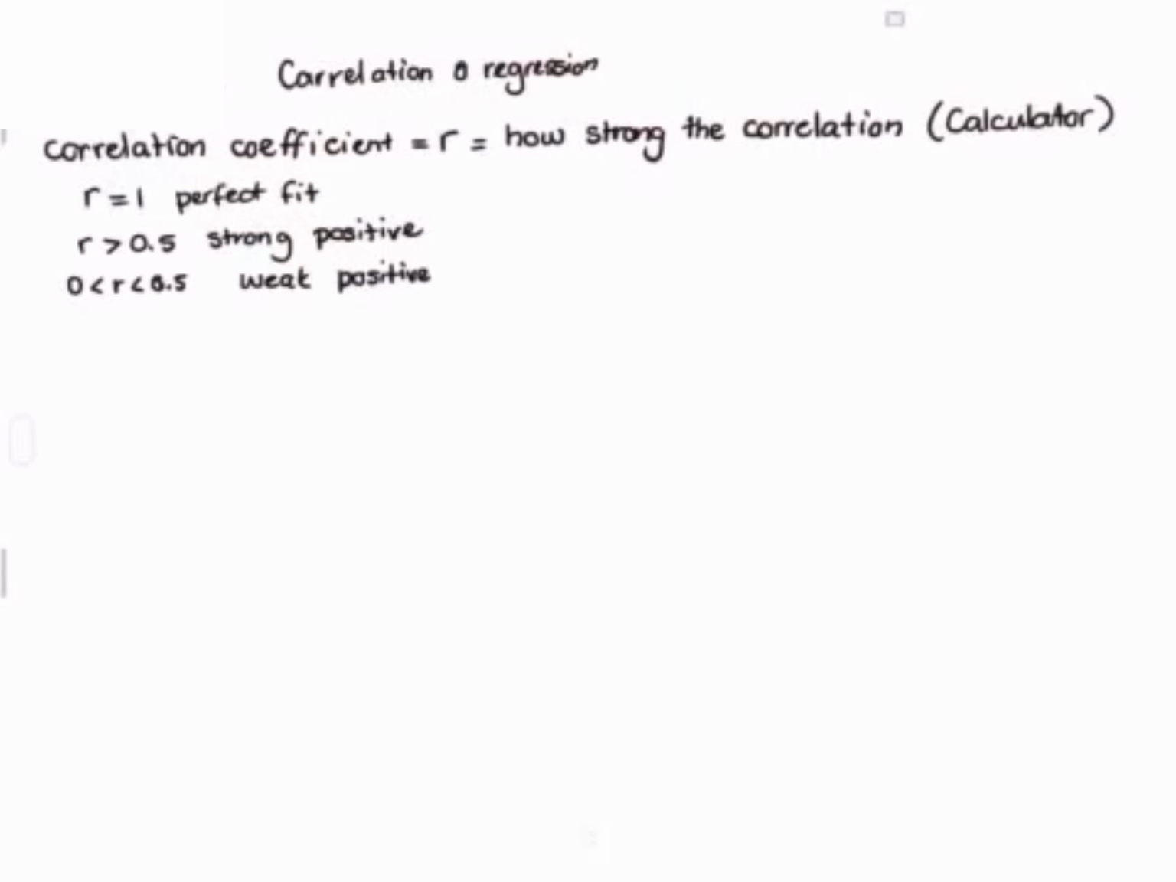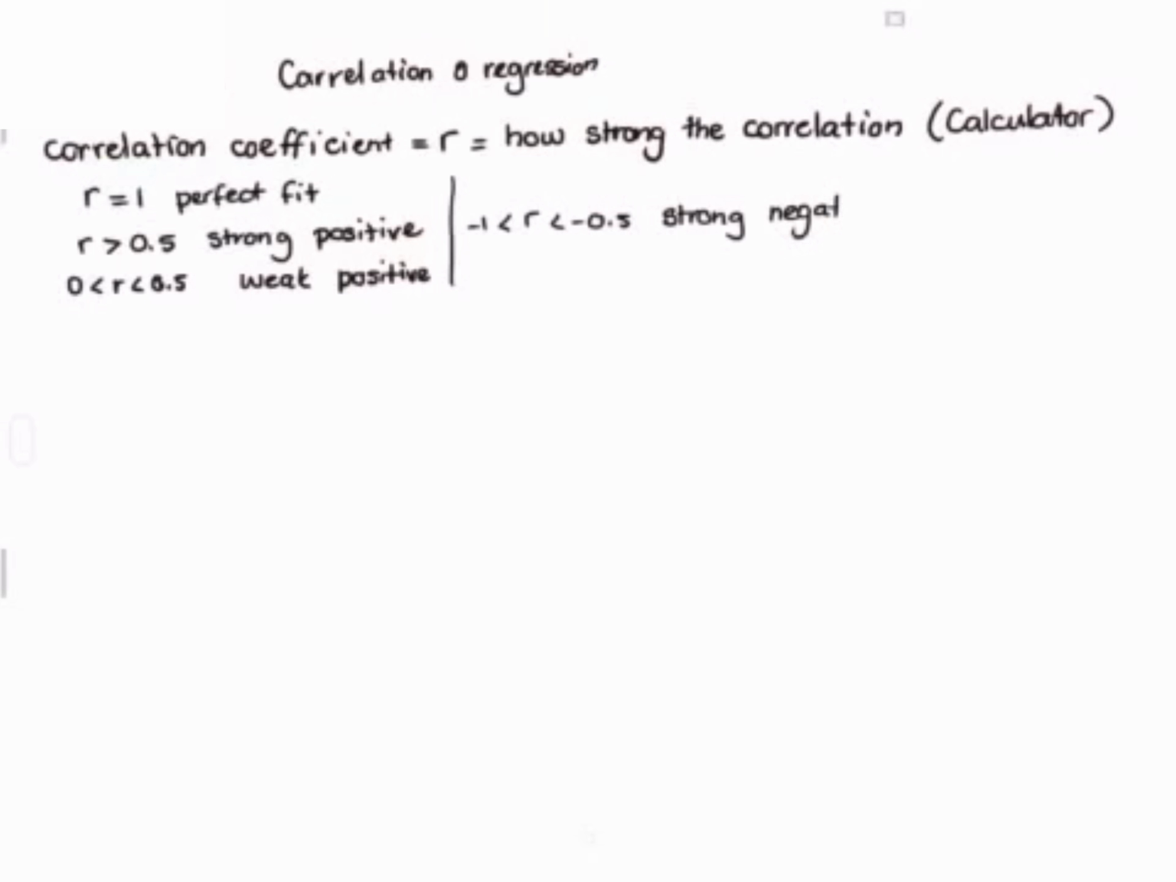And then it works the same with negative. If R is -1, it's also a perfect fit. But if R is between -1 and -0.5, it is a strong negative.